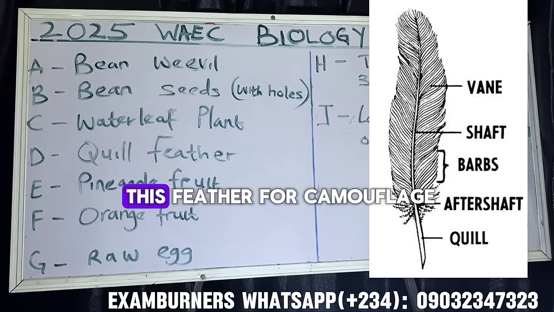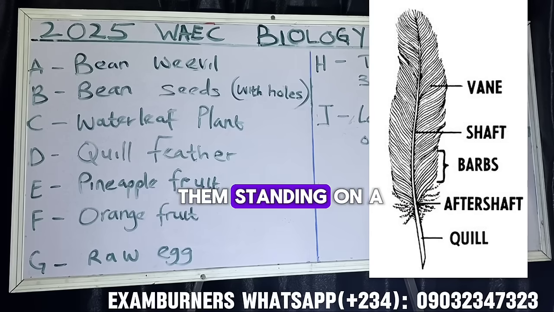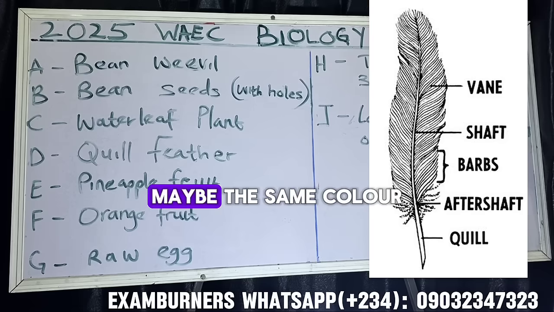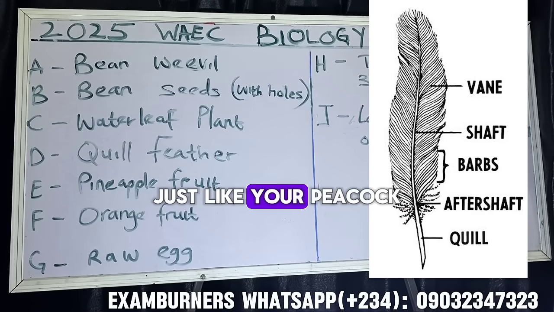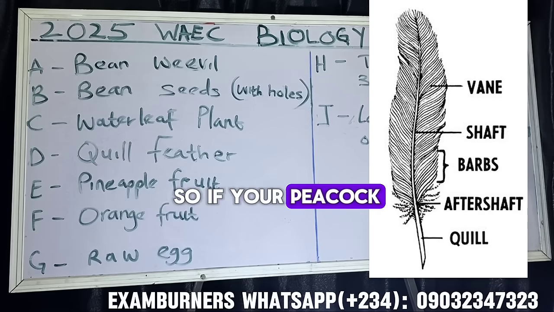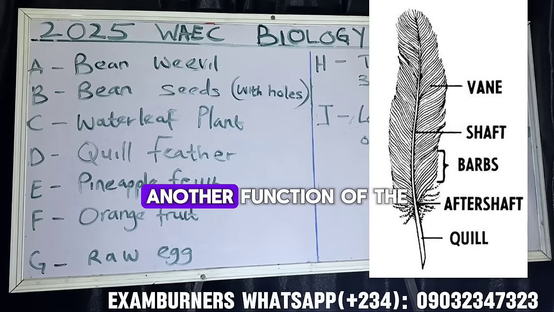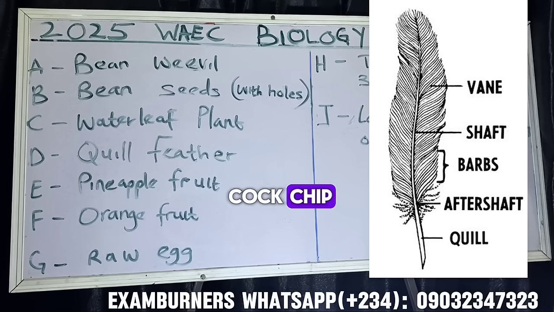The third function is camouflage. So some birds use this feather for camouflage. So when you see them standing on a particular branch or on the grass where they are maybe the same color with it, just like your peacock. So if your peacock is on green grass and it has the color of green, that's the kind of camouflage.